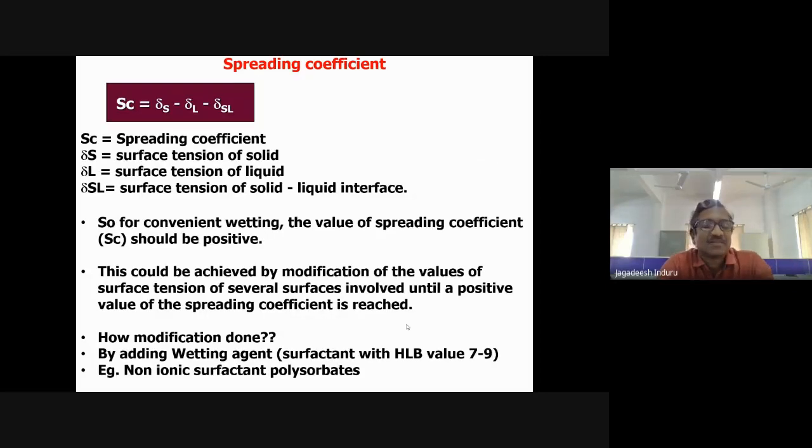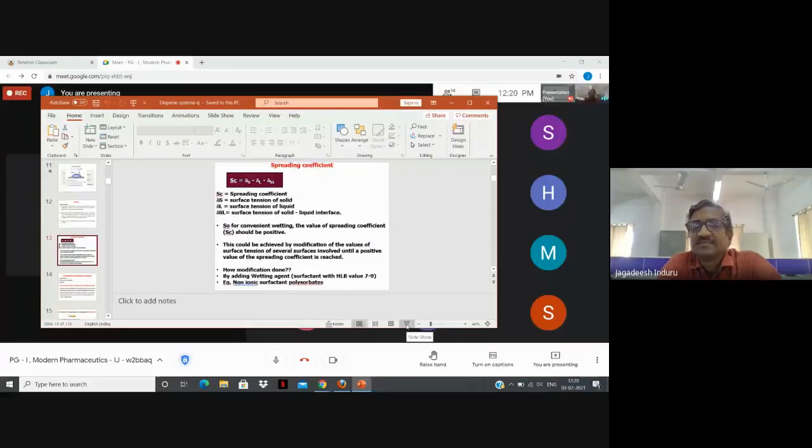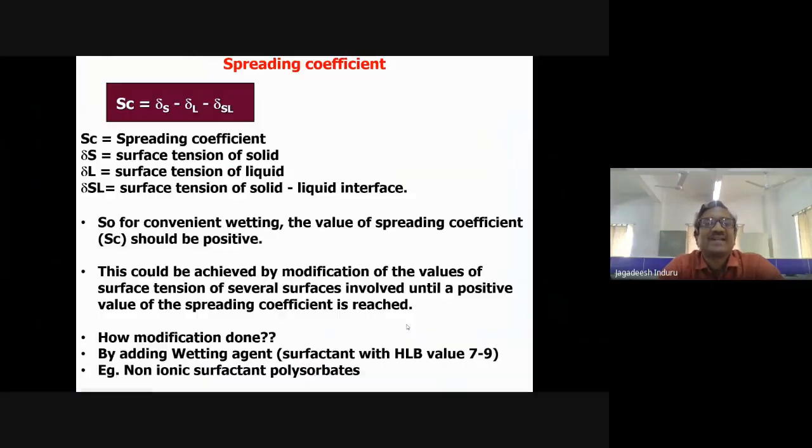Now coming to the concept called the spreading coefficient. We have seen the wetting part. In the suspension, it is very critical in the interfacial phenomena. Another one is the spreading coefficient. So what is the spreading coefficient? How is it required to be handled? If you see the spreading coefficient, it contains three parameters. One is S, the spreading coefficient.